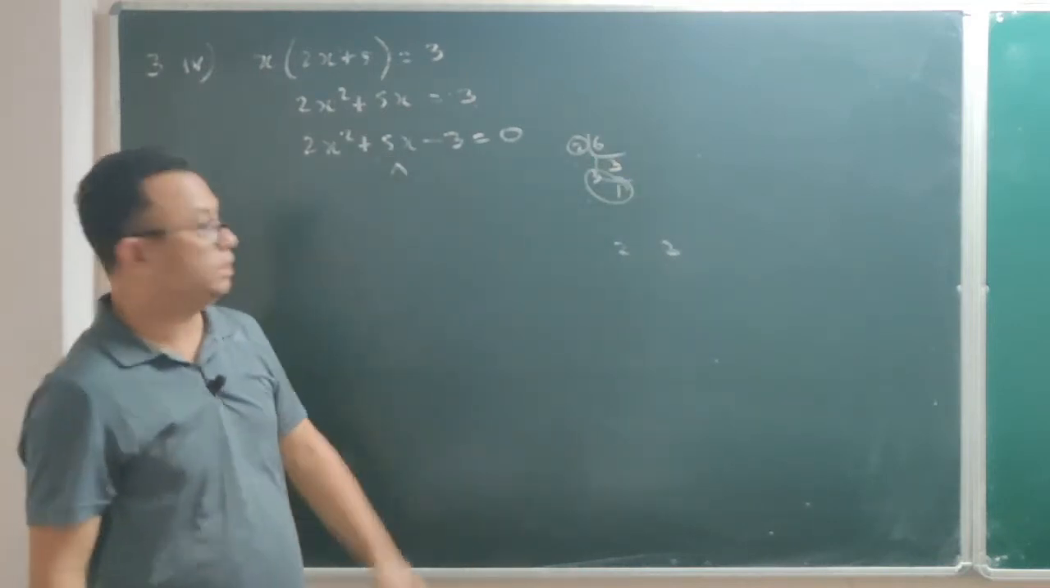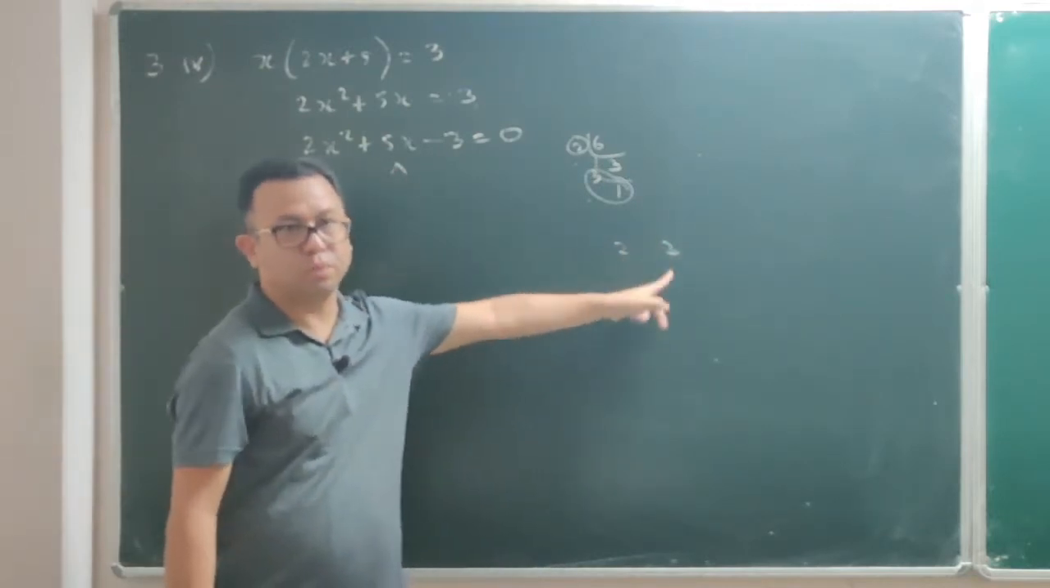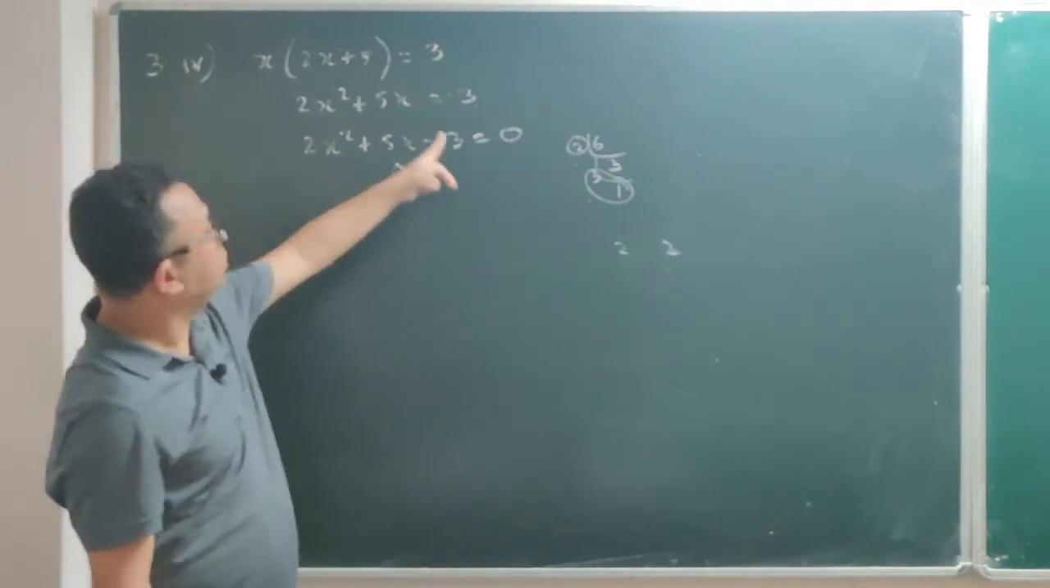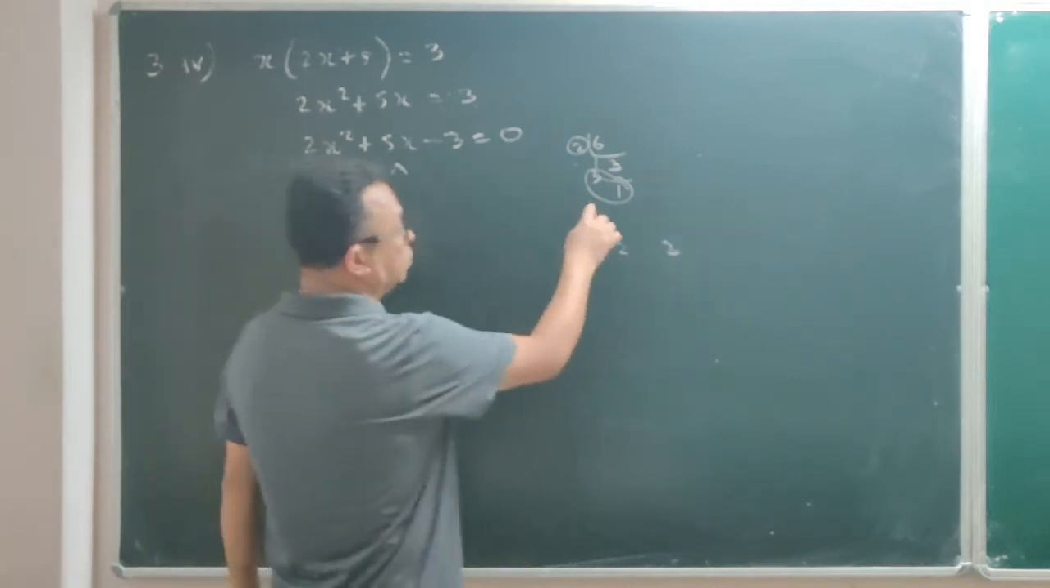But the problem with the question is, if I add 2 plus 3, it will come 5. But when I multiply 2 into plus 3, I am supposed to get minus 6. 2 into minus 3 is minus 6. But here I will get positive 6. So that is why the factor is not this.